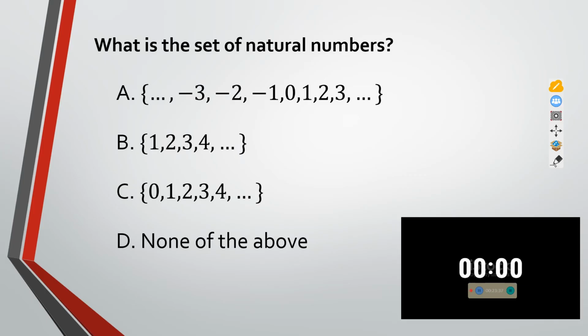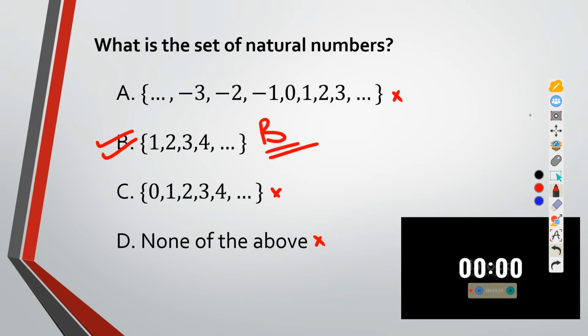So here we are looking at the set of natural numbers. Of course, this should be easier for us to notice. The set of natural numbers starts from 1, 2, and above. This one is out, this one is out, and this one is out. So part B will be the correct option. We look at the next question.